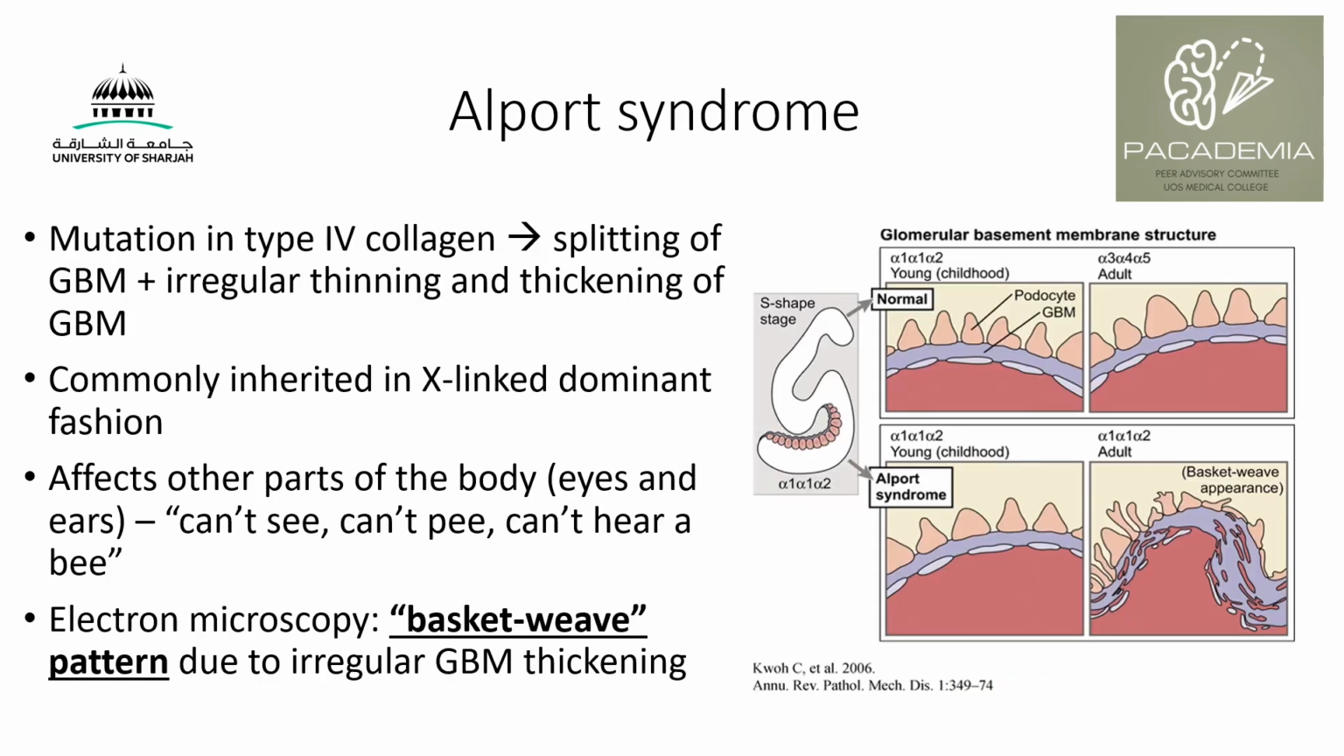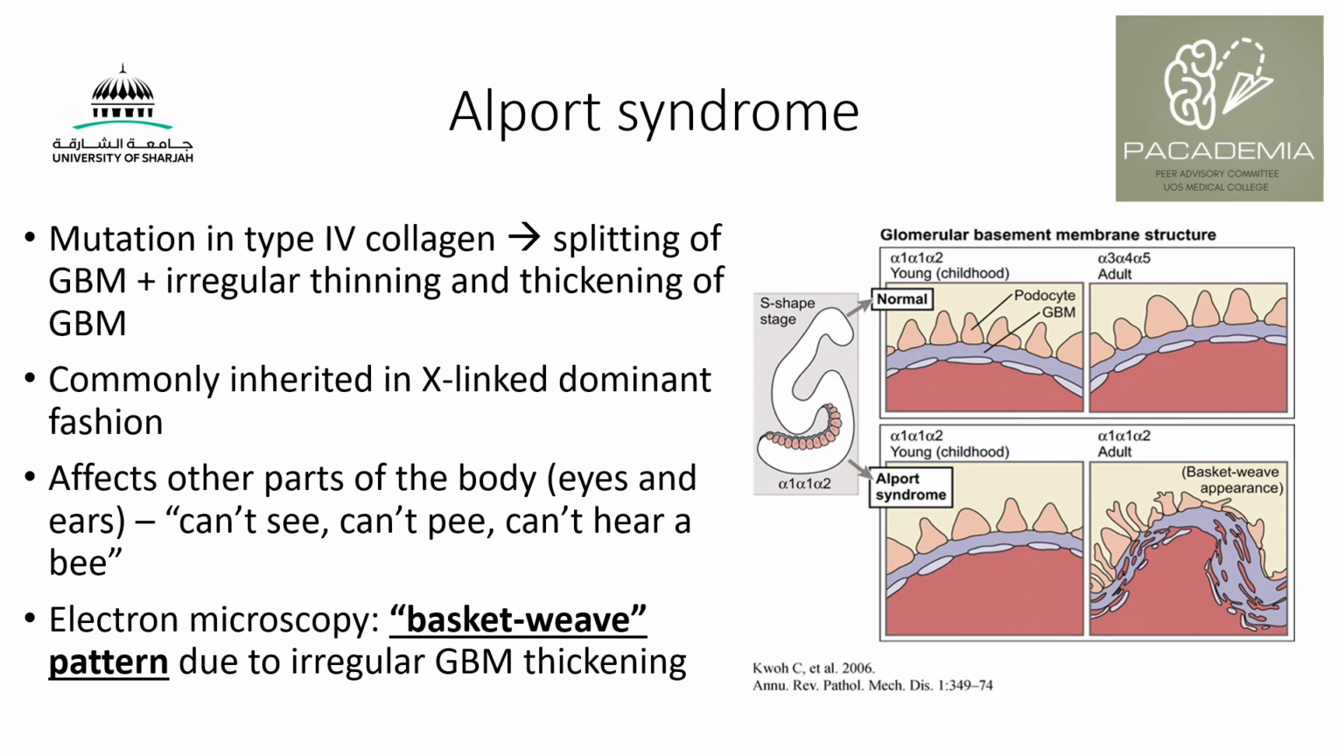In Alport syndrome, there is a mutation in the type 4 collagen, and this will lead to splitting of the glomerular basement membrane, and there will be irregular thickness of the membrane, so it will be irregular thinning and thickening, as you can see in the picture here. But normally it has a normal thickness, you can see here, but when the patient has the mutation in the type 4 collagen, it will have this classical basket weave appearance and this irregular thickening and thinning. We'll discuss more about it.